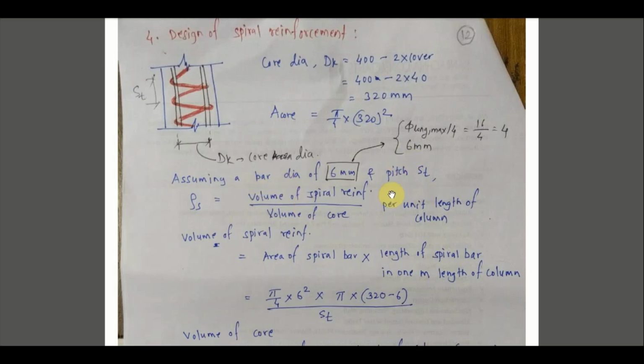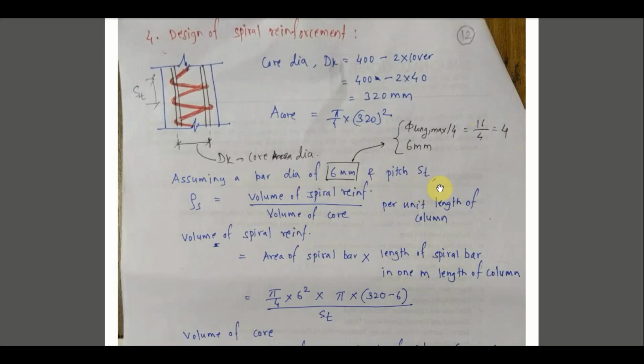Now assuming a bar diameter of 6 mm, 6 mm कहाँ से आया? Vertical bar diameter maximum है 16 mm का, so 16 upon 4 is 4 and 6 mm. So higher of these two is 6 mm. And pitch ST.